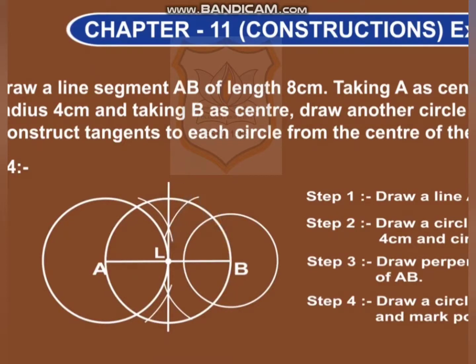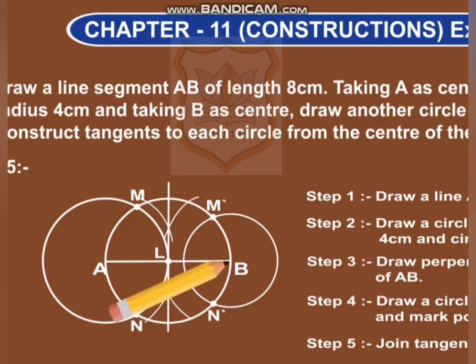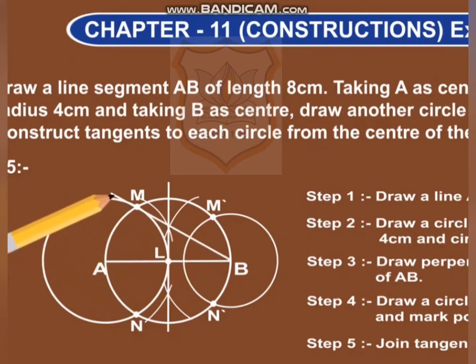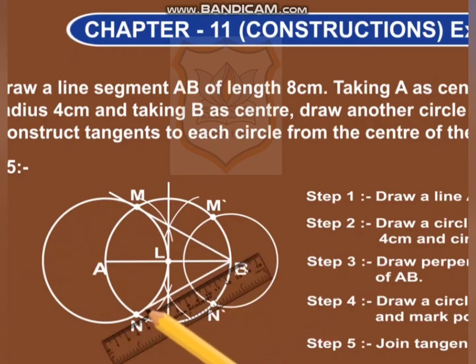Next, step 5 is to mark the points M dash and N dash. Now we have to draw a tangent in step 5. Step 5 is to join the tangents from point B: BM and BN. These are the two tangents.